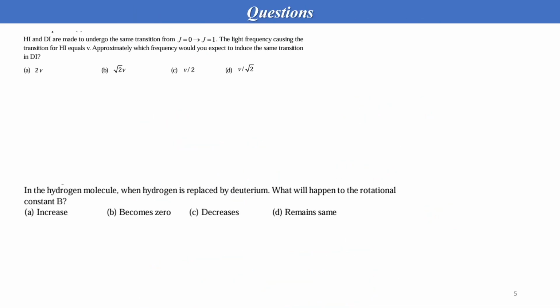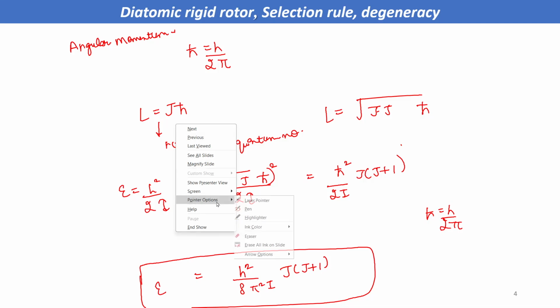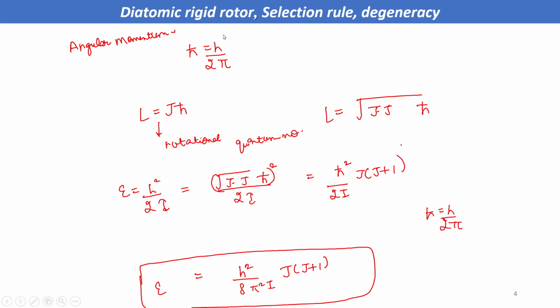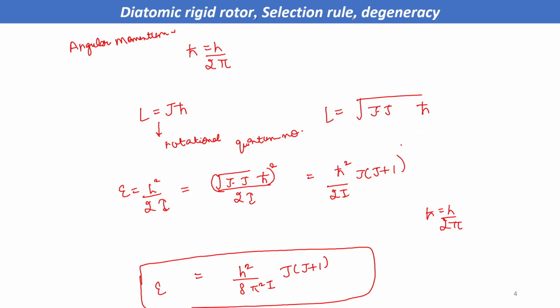Now let's solve some questions accordingly. Also, before going to that, I will just discuss one more thing. For the diatomic rigid rotor, the selection rule and degeneracy were discussed in lectures 2, 3, 4, I think. And what is the selection rule? According to the selection rule, delta J is equal to plus minus 1. This was your selection rule.